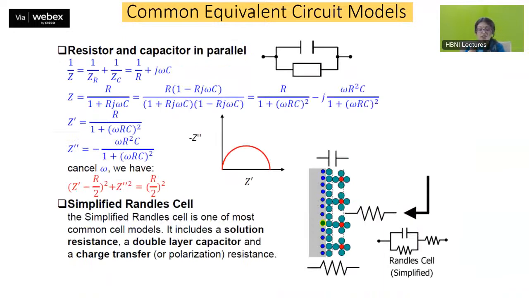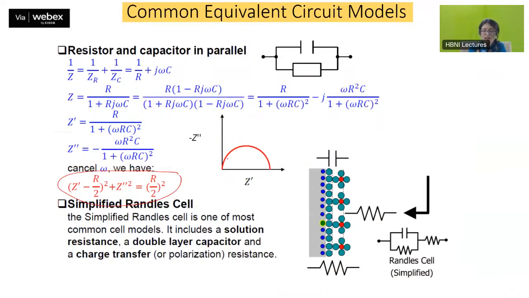Now if you have a resistor and capacitor in parallel, what is happening? When you do the simple mathematics which is shown over here, you can go through it at leisure, you have something which looks like the equation of a circle.